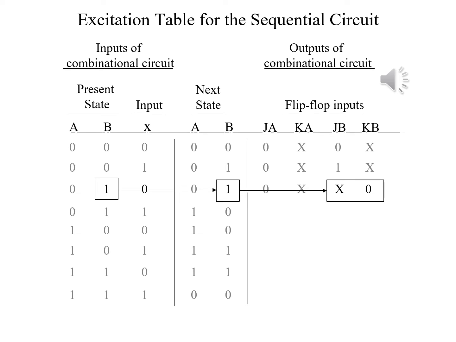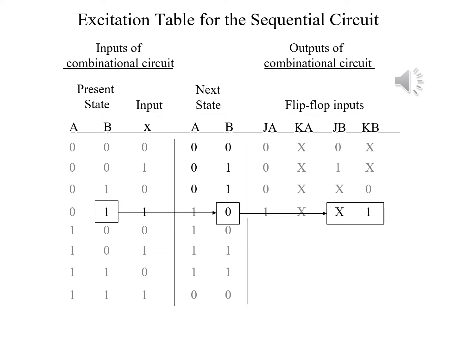Here we see A will remain 0 as the input is 0. B will also remain the same value, but the value this time it's remaining is 1. As before, the JK flip-flop for A will be 0 for J and don't care for K. However, for B, J is going to be the don't care this time, and K will be 0.